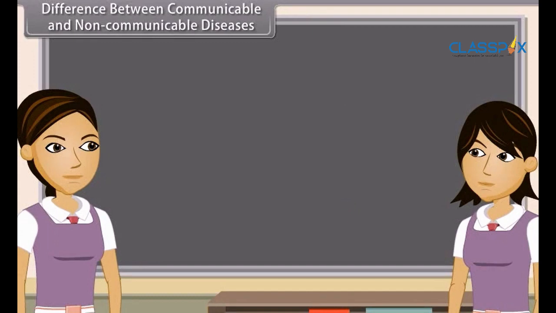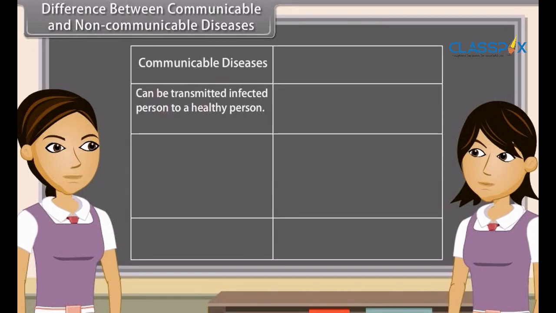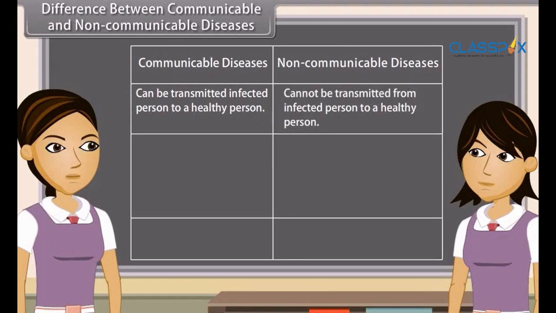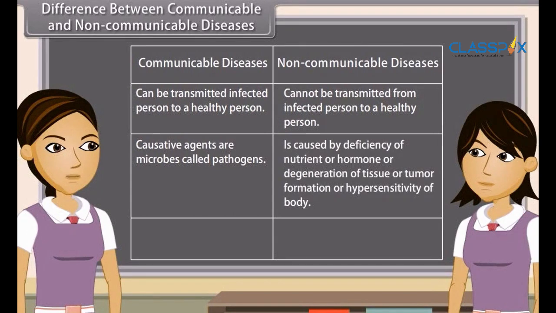Difference between communicable and non-communicable diseases. Can you tell me the difference between communicable and non-communicable diseases? Yes, communicable diseases can be transmitted from an infected person to a healthy person, while non-communicable diseases cannot be transmitted. Communicable diseases are caused by microbes called pathogens. Non-communicable diseases are caused by deficiency of nutrient or hormone or degeneration of tissue or tumor formation or hypersensitivity of body.